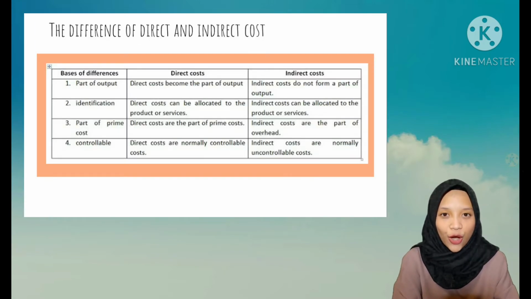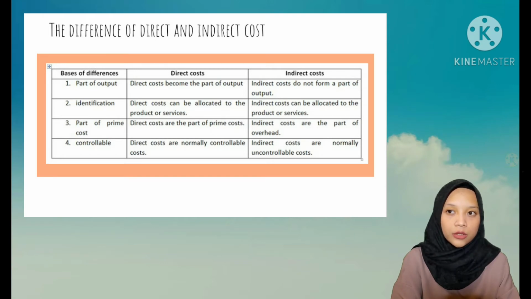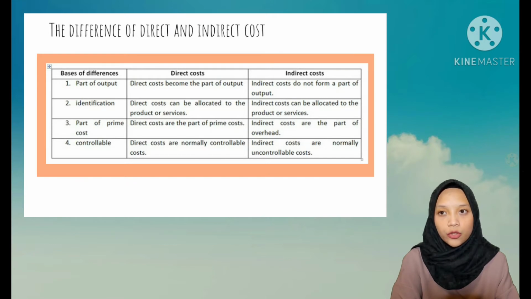Number 1, the difference of direct and indirect costs. There are 4 bases of difference between direct costs and indirect costs. Number 1 is part of output. Direct costs become the part of output, meanwhile indirect costs do not form a part of output. Number 2 is identification. Direct costs can be allocated to the product or service, meanwhile indirect costs cannot be allocated to product or service. Number 3, part of prime cost. Direct costs are part of prime cost, meanwhile indirect costs are the part of overhead.